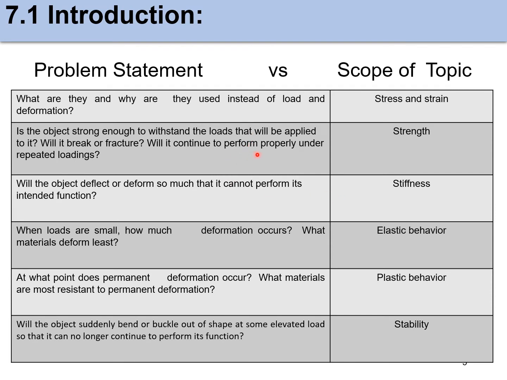So in the processing, structure, properties, performance scheme, the reasons for studying mechanical properties are due to these problem statements. This is a list of the problem statements, which are the reasons why we need to be able to calculate the stresses, which is very important because it allows us to predict when the object will fail. So the first one: what are they and why are they used instead of the loads and also the deformations? This is the reason why we need to know about stress and strain.